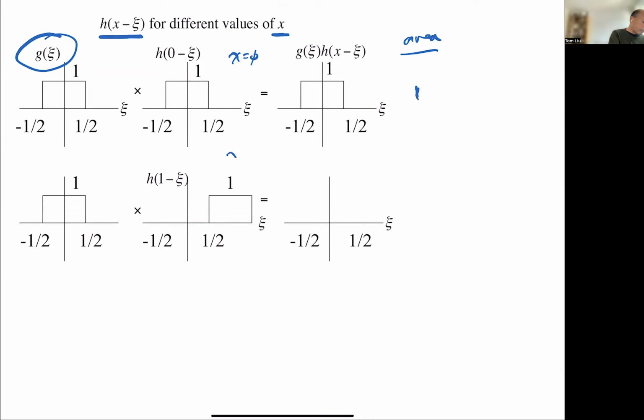Now our shift is x equals 1, okay? So we have h of 1 minus xi. That means we're going to shift it over to where xi equals 1 is the center. So it'll be centered at 1. And these two things don't overlap, right? So when I multiply them together, I get 0. So the area of that multiplication is 0.